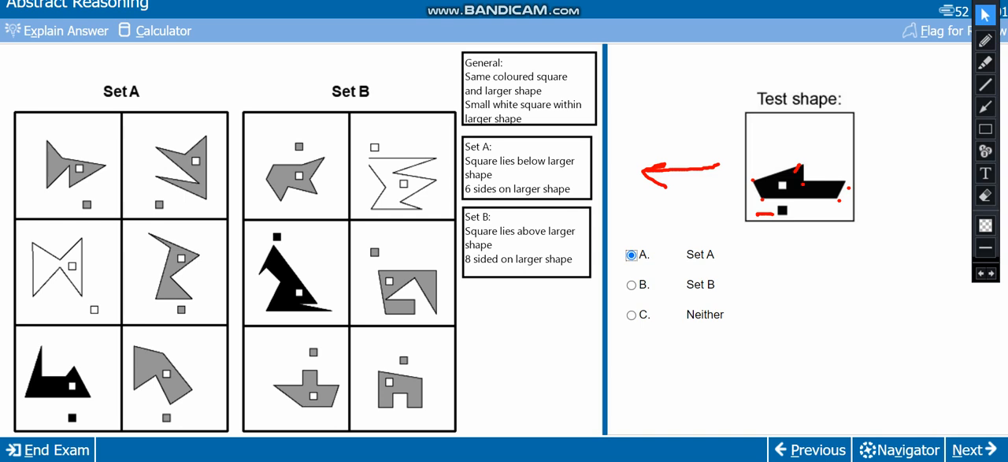That's definitely set A. Here, again, we see that the square is above the larger shape, so we're instantly thinking set B, and we have 1, 2, 3, 4, 5, 6, 7, 8 corners, and we can conclude that that's set B. Also, the color of the square is white and the larger shape is white.